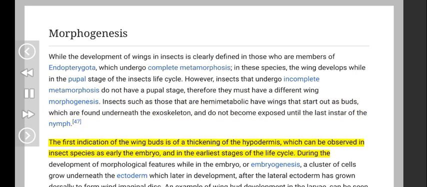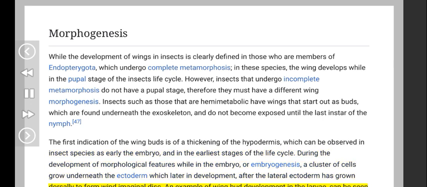The first indication of the wing buds is a thickening of the hypodermis, which can be observed in insect species as early as the embryo, and in the earliest stages of the life cycle. During the development of morphological features while in the embryo, or embryogenesis, a cluster of cells grow underneath the ectoderm, which later in development, after the lateral ectoderm has grown dorsally, form the wing imaginal disc.